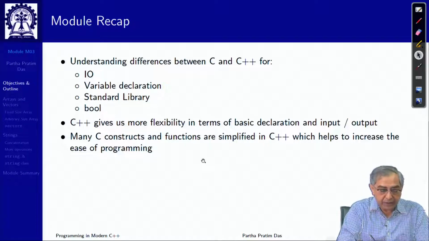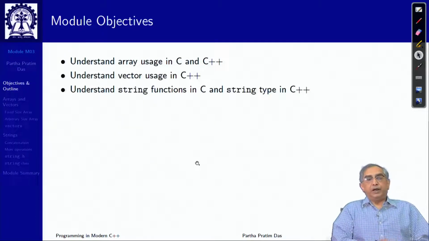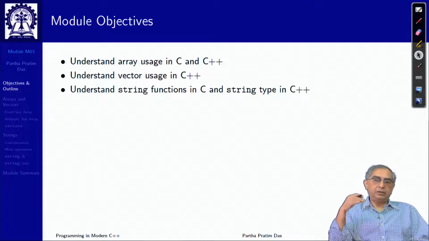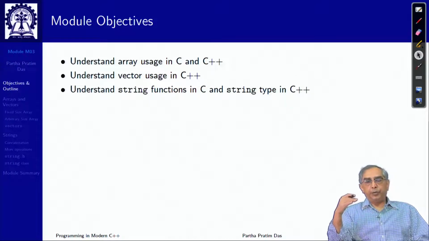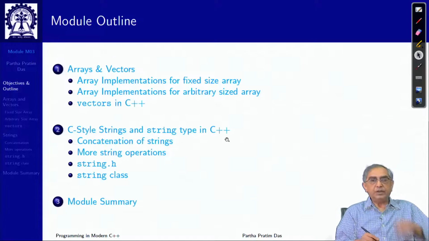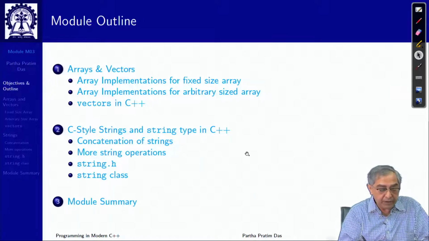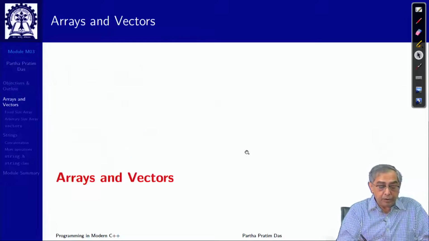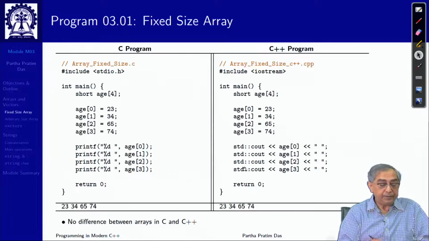So, we will continue that study in this module as well, looking into the next two important things all of us need to know in programming, that is arrays and strings. Right. So, this is the outline which will be there on the left always. So, let us talk about arrays and vectors.